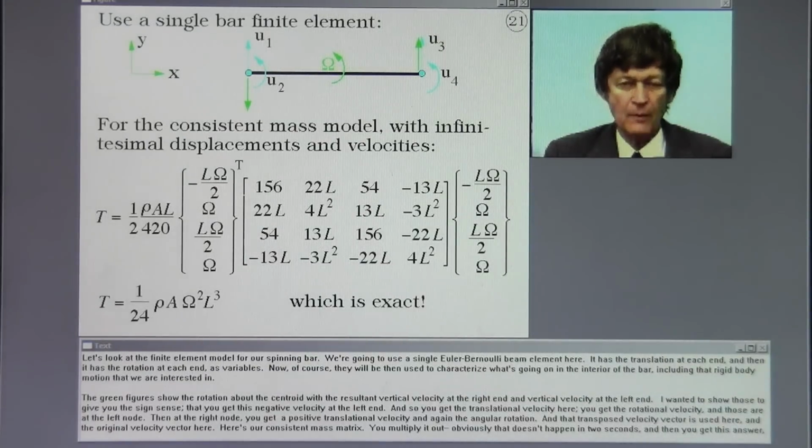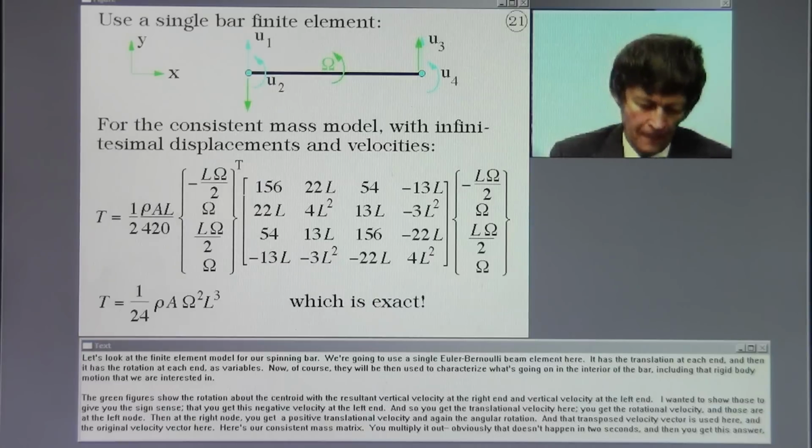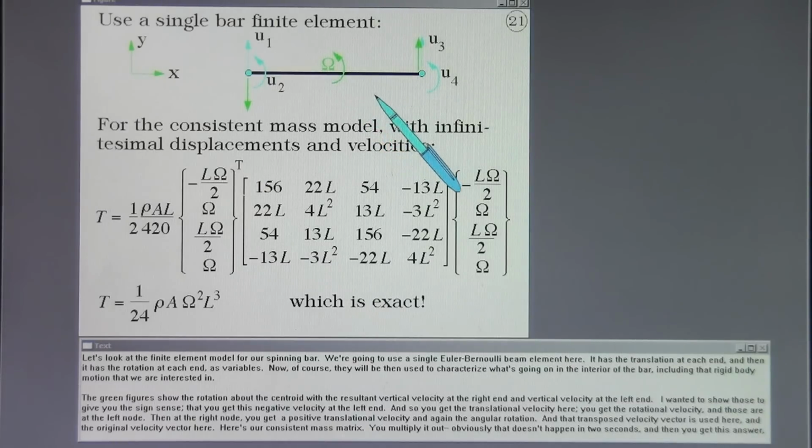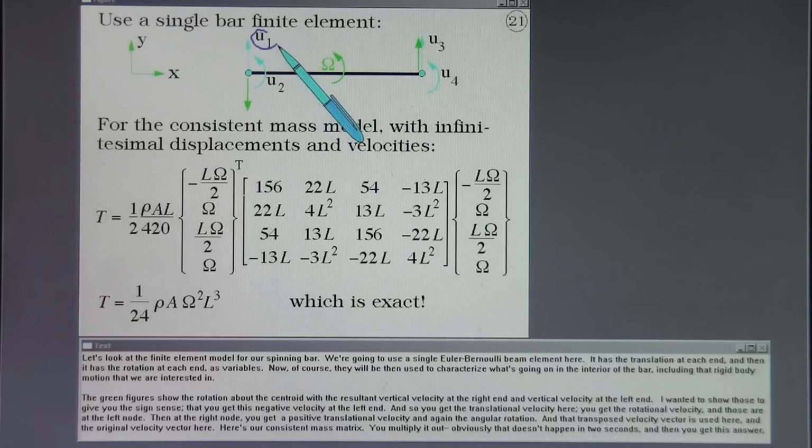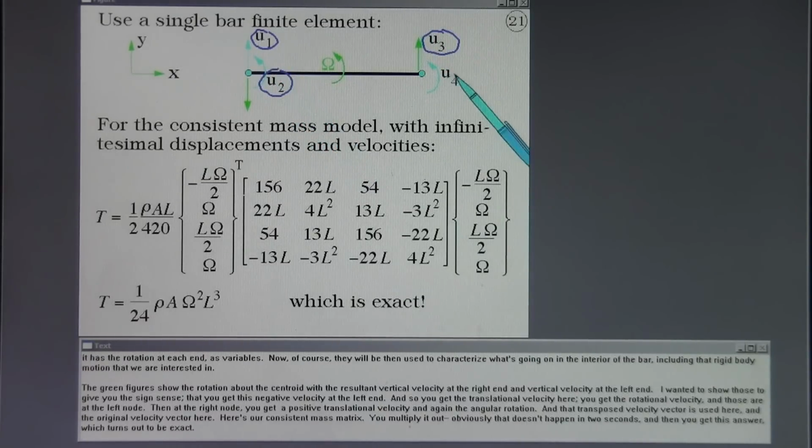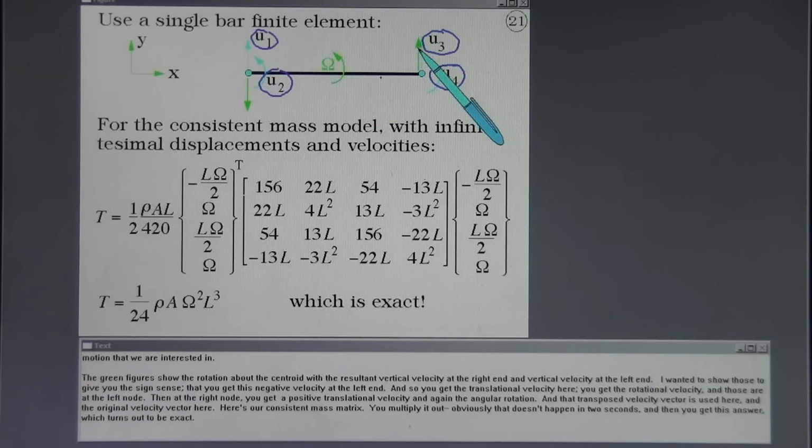Let's look at the finite element model for our spinning bar. We're going to use a single Euler-Bernoulli beam element here. It has the translation at each end, and then it has the rotation at each end as variables. Now, of course, they will then be used to characterize what's going on in the interior of the bar, including that rigid body motion that we're interested in. The green figures show the rotation about the centroid with the resultant vertical velocity at the right end and vertical velocity at the left end.